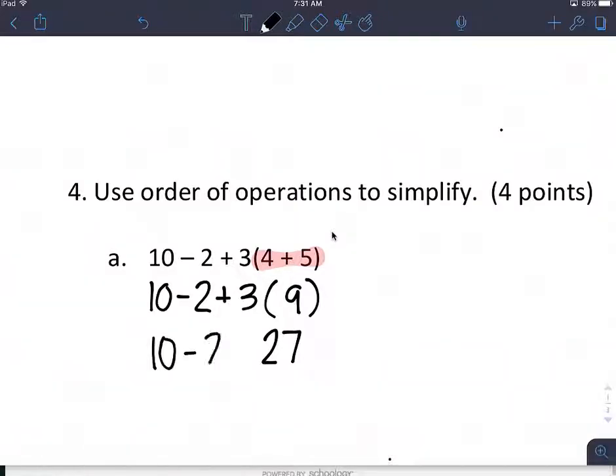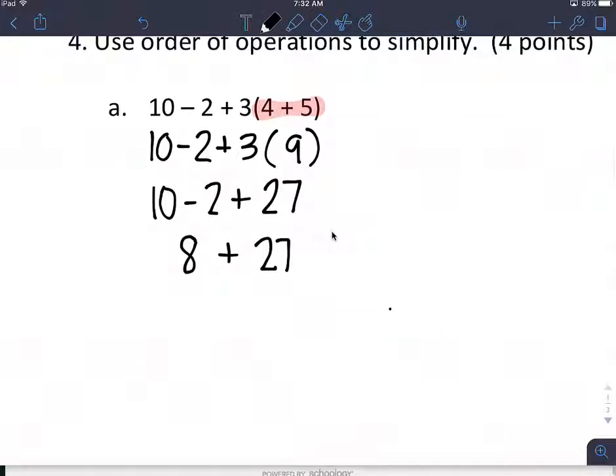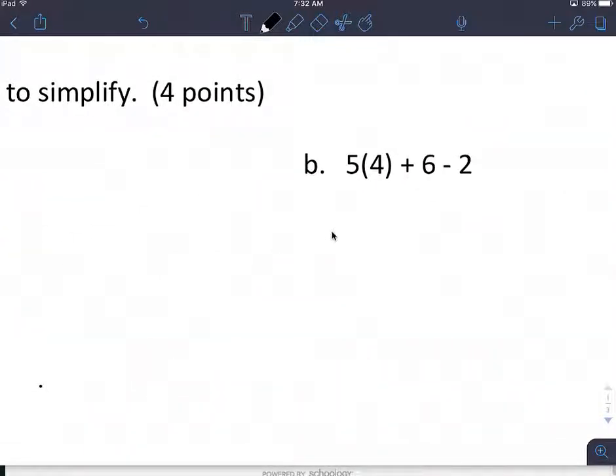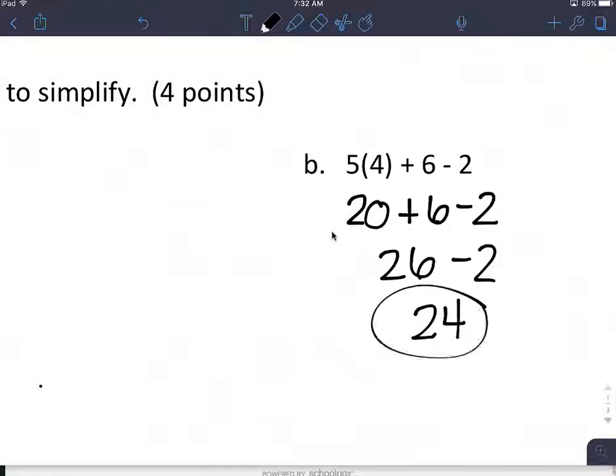And then I'm looking for addition and subtraction. I need to go left to right. So 10 minus 2 is 8. 8 plus 27 would be 35. I'm going to do the same thing over here. 5 times 4 is 20. Well, 6 minus 2. I just have addition and subtraction left, so I'm going left to right. 20 plus 6 is 26. Minus 2 is 24.